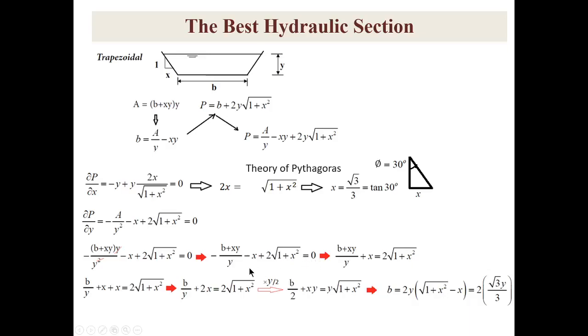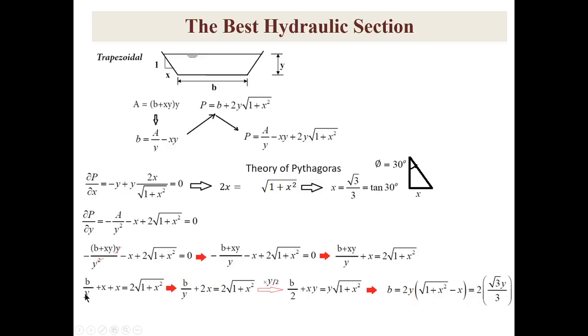And you see here that I changed the location of these terms in this form. What I did, I only shifted these negative sign parameters to the other side. And the result is this: b plus xy over y plus x equals 2 square root of 1 plus x squared. Now I can make the problem a bit easier.